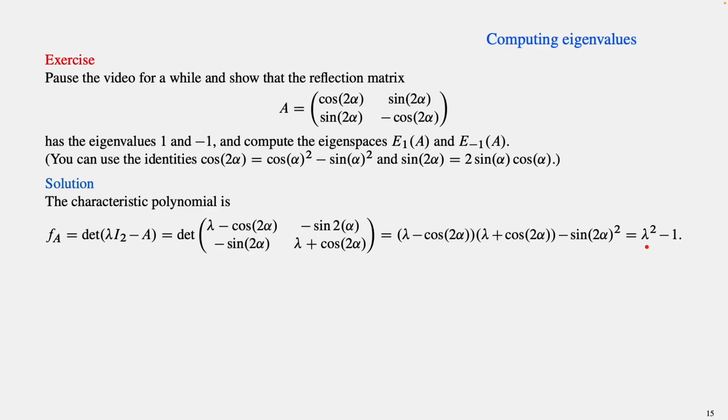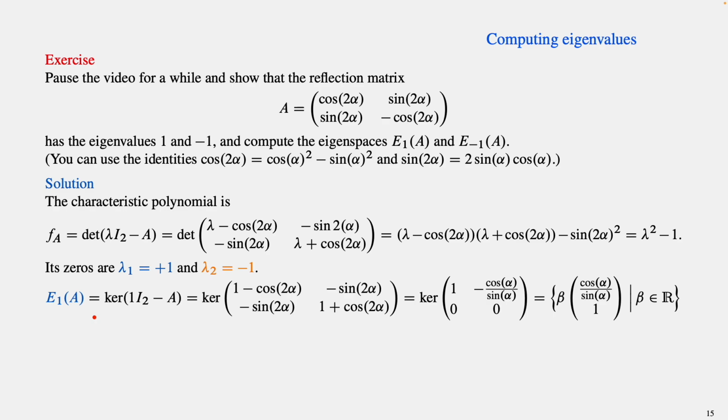So we get a very simple characteristic polynomial, and now it's obvious that the zeros of this polynomial, and thereby the eigenvalues of A, are just plus 1 and minus 1, because if you plug in plus 1 or minus 1 for lambda here, then you get clearly 0. Computing the eigenspaces is a bit nasty here, so you probably have to use these trigonometric identities for this. I'm not going through it in every detail, but just give you the end result.